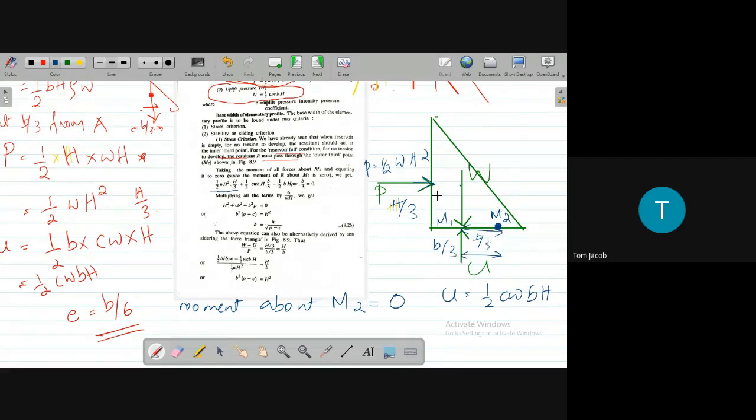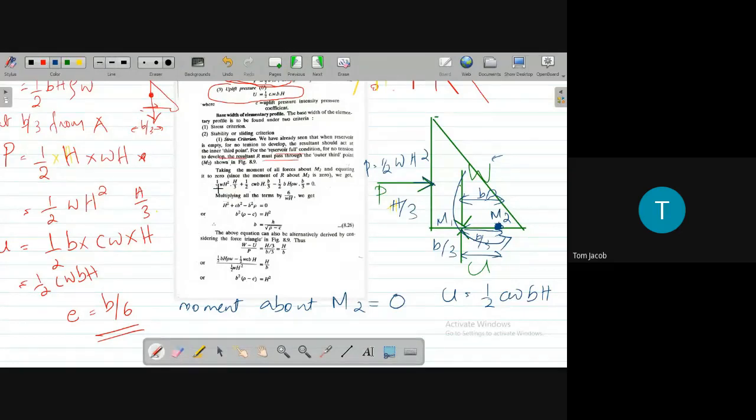Minus, there is a moment due to self-weight. Now we are going to take the moment of W, and W will be imparting an anti-clockwise moment about M2. W is also acting at a distance of B by 3 from M2. So W gives minus half BH into rho W into B by 3. So that is the equation that we get when we take moment and equate it to 0.